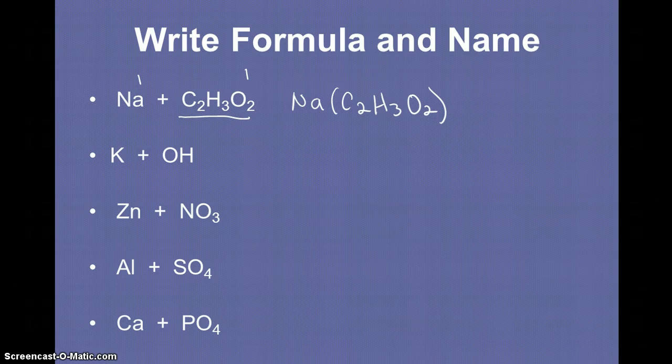I'm going to erase that there. But see, again, the 1 comes after acetate, and the 1 comes after sodium. They cancel each other out. Again, we don't write our 1s, and there you have it. With the name, what's nice about these polyatomics is their names don't change. Their names are what they are. Acetate's acetate, nitrate's nitrate, phosphate's phosphate. So you don't have to change or add any endings to these.